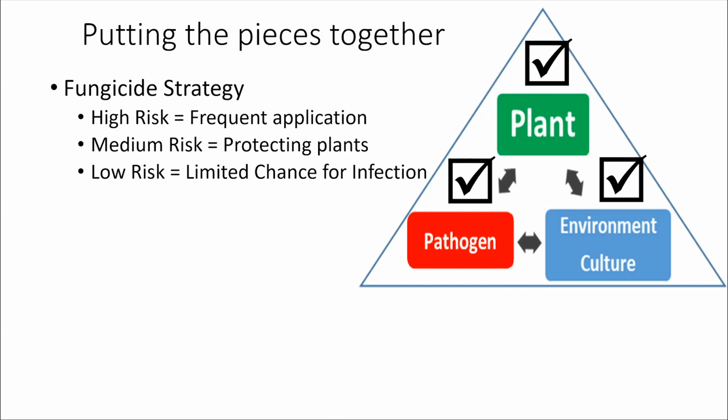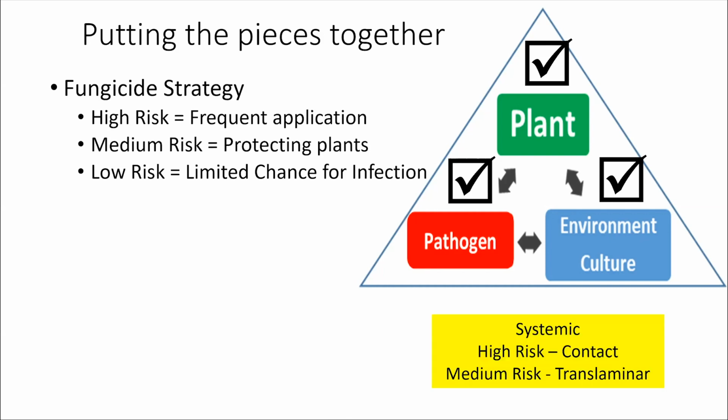If we eliminate the susceptible plant from the triangle, or we eliminate the environment, we grow under really low relative humidity conditions, or we have no pathogen present in the greenhouse, then we're at low risk, where we have a very limited chance for infection, and consequently, we really have a different spray strategy. So this is where the risk strategy is really important to look at when you're evaluating what should I spray, when should I spray, how often should I be spraying.